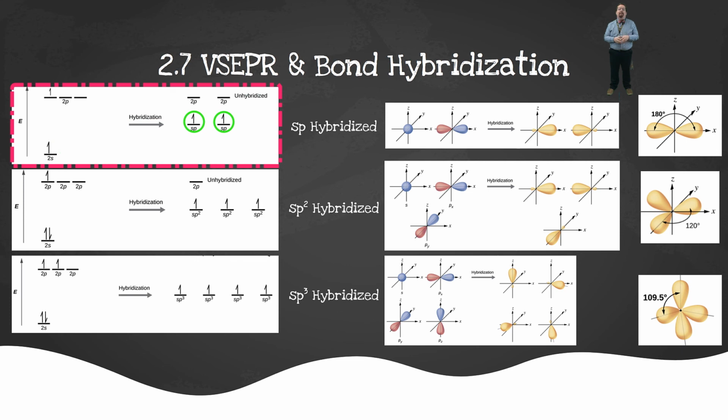Notice the two sp orbitals in the energy diagram. They have the same amount of energy. Visually, it looks like this. Our s and p orbitals combine together to create these two sp orbitals, which arrange themselves in a linear fashion.